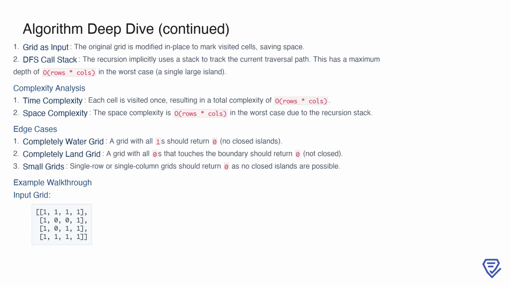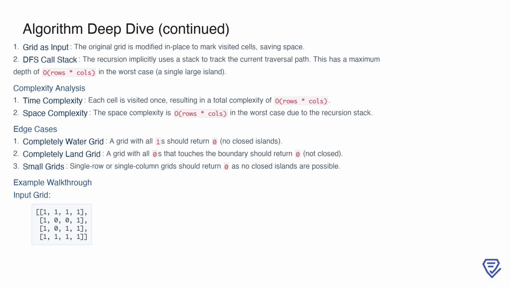The grid itself serves as the main input and is modified in place to mark cells as visited during the DFS traversal. This approach avoids the need for additional space to track visited cells. The DFS relies on the call stack to manage the traversal path, with a maximum depth proportional to the size of the grid, rows * columns, in the worst-case scenario, such as when the entire grid is one large island. Moving to the complexity analysis, the time complexity is rows * columns, because each cell is visited exactly once. The space complexity is also rows * columns, in the worst case, due to the depth of the recursion stack.